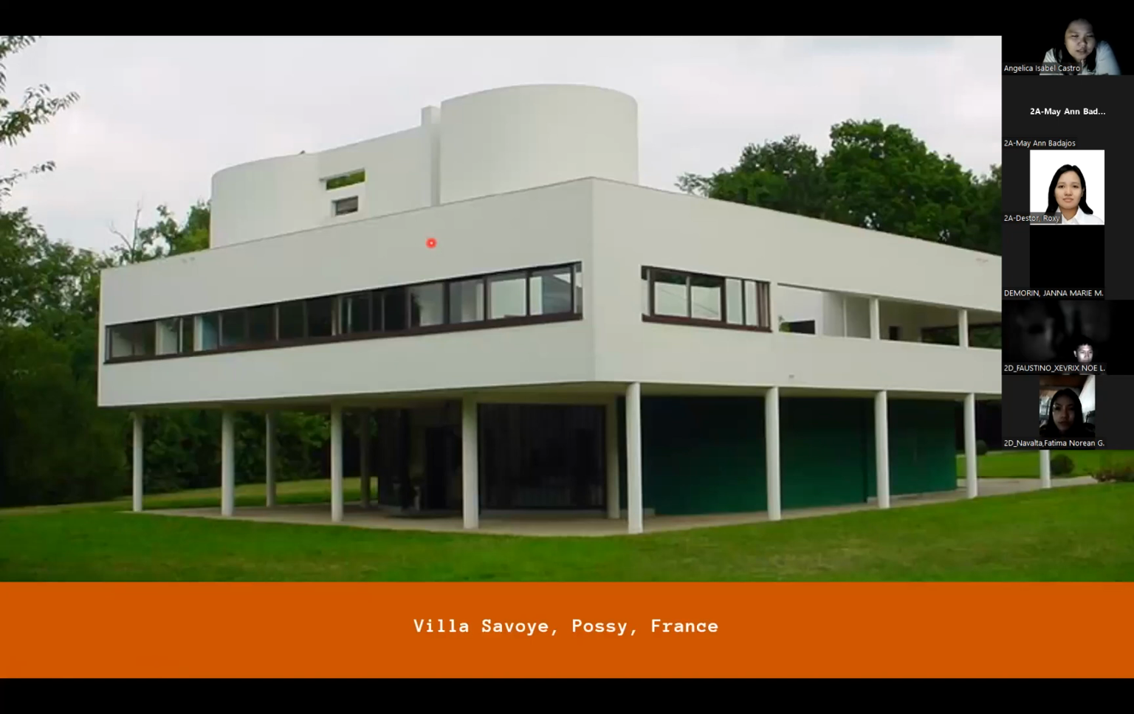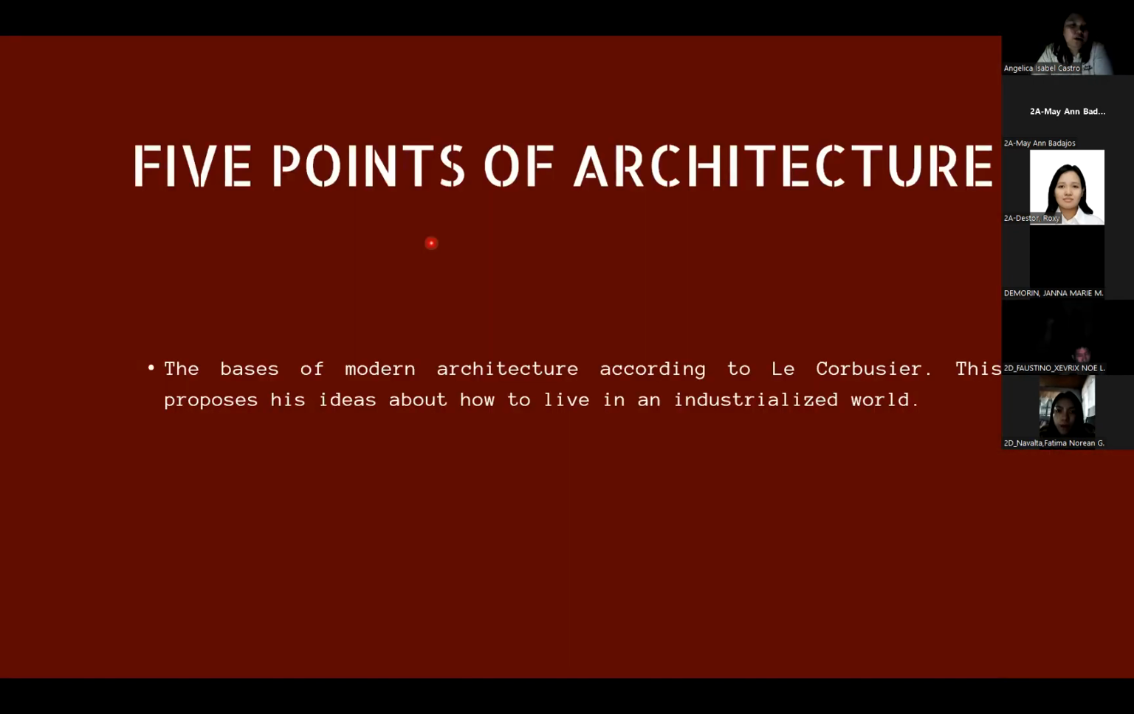So this is the literal representation for me of yung mga pointers natin in architecture. He actually has that, the 5 points of architecture. The basis of modern architecture, according to Le Corbusier, is the 5 points of architecture. This proposes his ideas about how to live in an industrialized world.